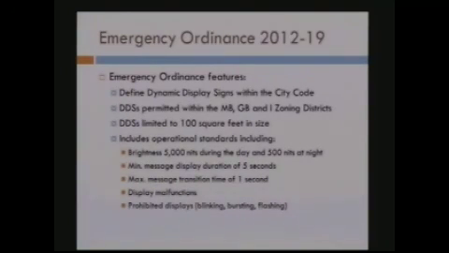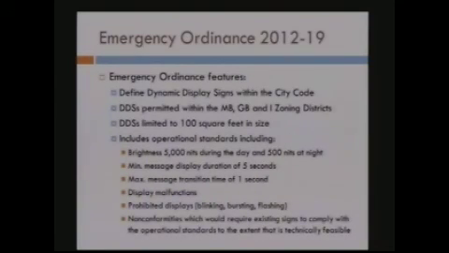It also prohibited certain types of displays, blinking, bursting, flashing, those that would likely be addressed under the existing sign code language that prohibits strobe lights or other activities on a sign. It also, under a section on nonconformities, would apply the operational standards identified to existing dynamic display signs to the extent that was technically feasible in consideration of the operational capabilities of that sign. So the display duration, the transition, and the prohibited types of displays like flashing would all apply to both pre-existing as well as future sign installations.